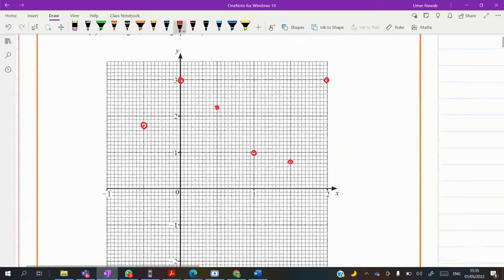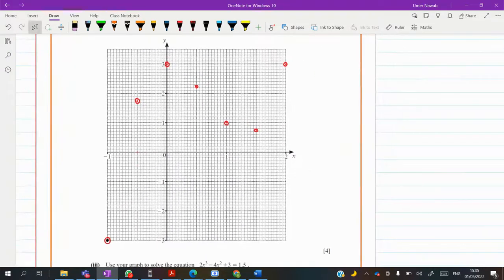Didn't I tell you the shape of the graph looks like this? Now let me join the points smoothly. You may use rulers to join them with straight lines, but I will join the points smoothly, and this type of curve comes in front of me.